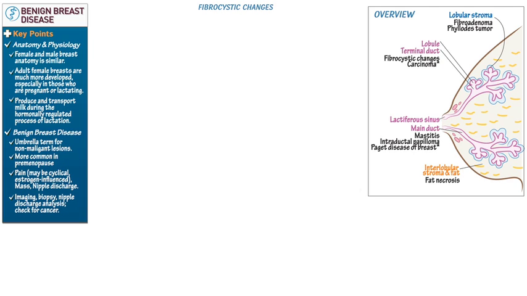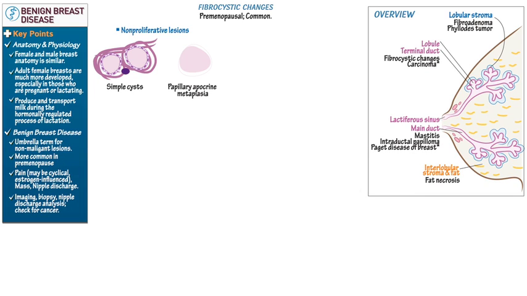Start with fibrocystic changes, which are the most common benign breast condition. About half of premenopausal women over the age of 30 have some degree of fibrocystic change in their breast tissue. They are non-proliferative or proliferative. Show that non-proliferative changes include simple fluid-filled cysts in the terminal ducts and papillary apocrine metaplasia with stromal fibrosis. We also show dark spots of calcifications, which often appear in fibrocystic changes.